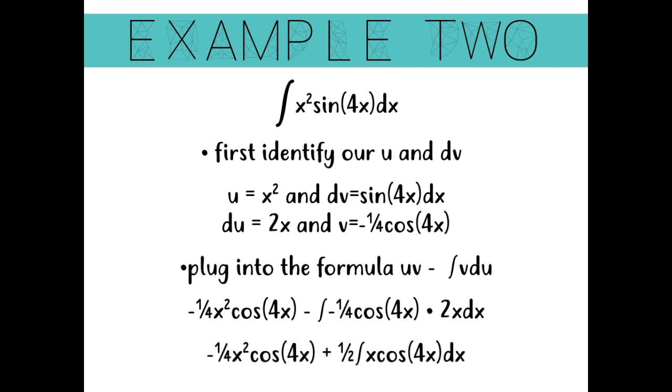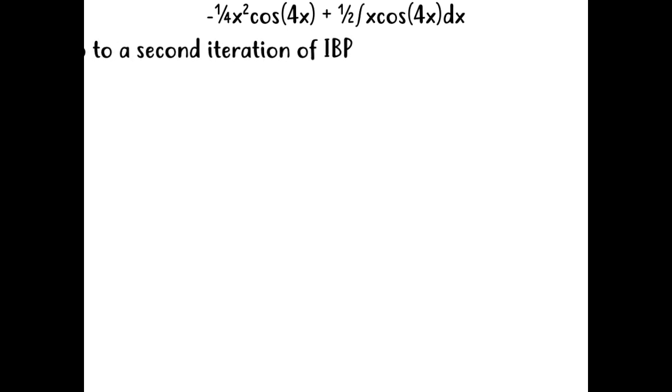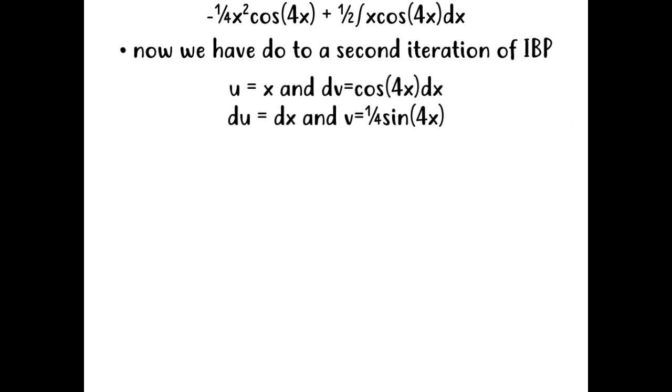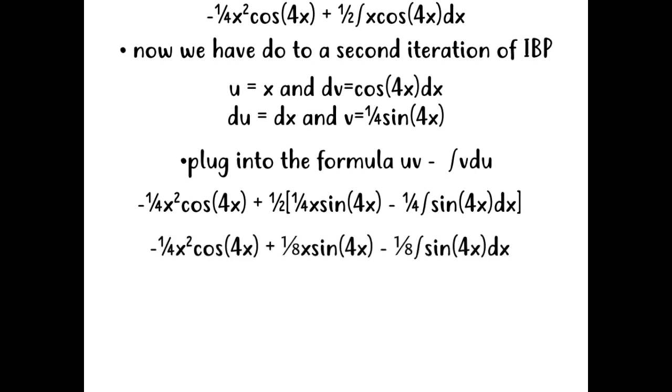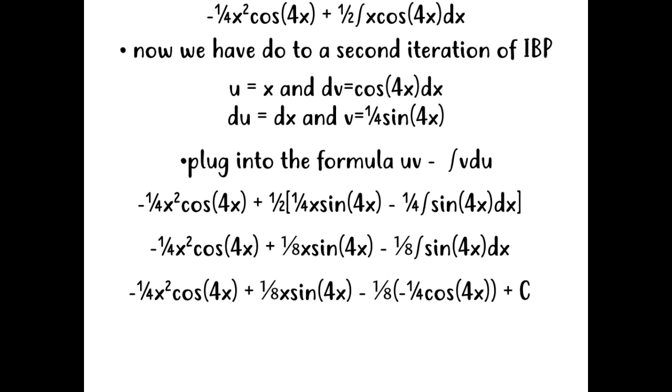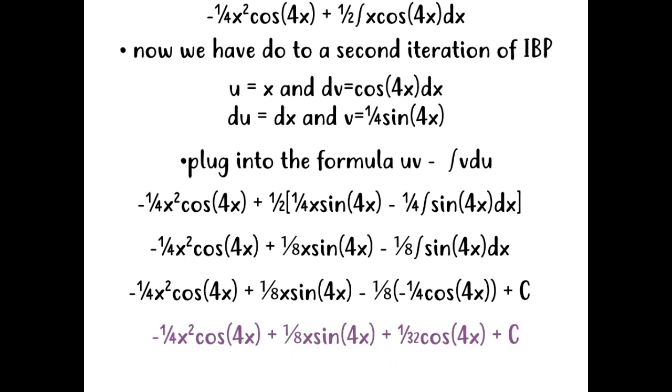We can simplify this and we'll get negative 1/4 x squared times cosine 4x plus 1/2 of the integral x cosine 4x dx. Now we have to do a second iteration of integration by parts. So u equals x and dv equals cosine 4x dx. So du equals dx and v equals 1/4 sine 4x. Now we've plugged it again into the formula uv minus the integral of v du. After a few steps, we will get negative 1/4 x squared cosine 4x plus 1/8 x sine 4x plus 1/32 cosine 4x plus c.